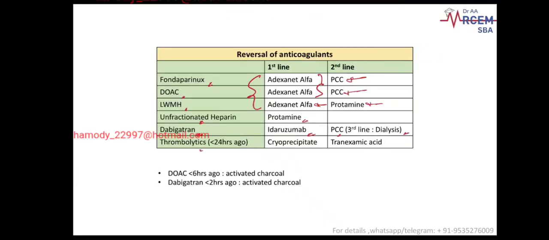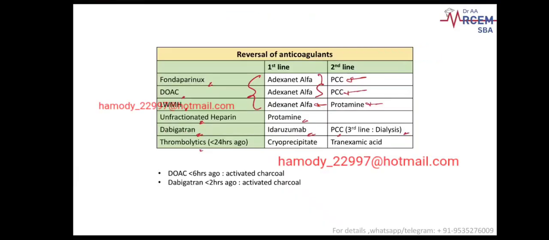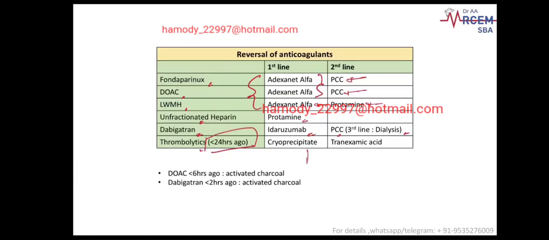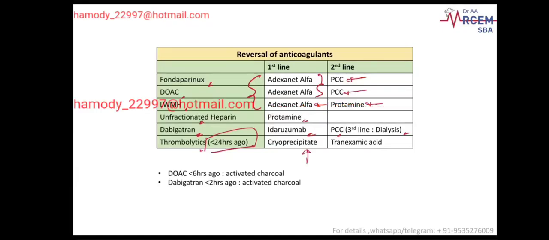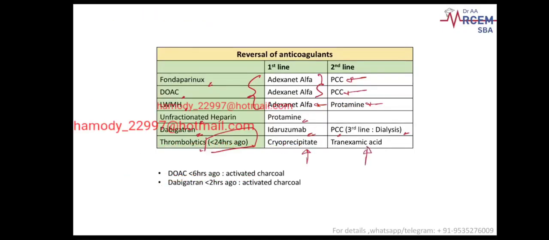Thrombolytic agents like alteplase, tenecteplase, if it is given within 24 hours, you can give cryoprecipitate as a first line, and as the second line you can give tranexamic acid.